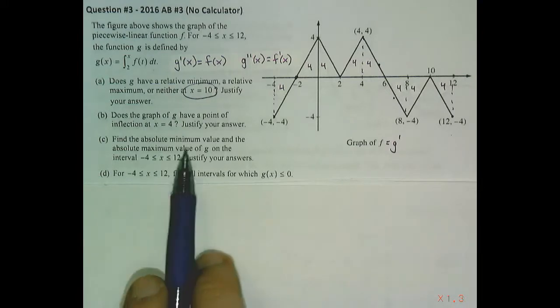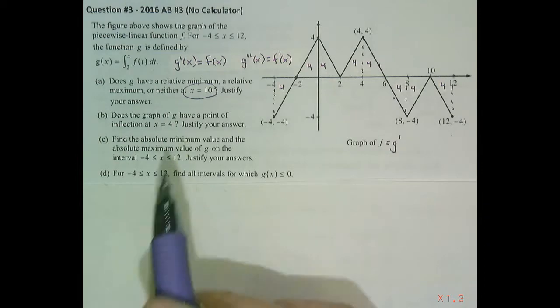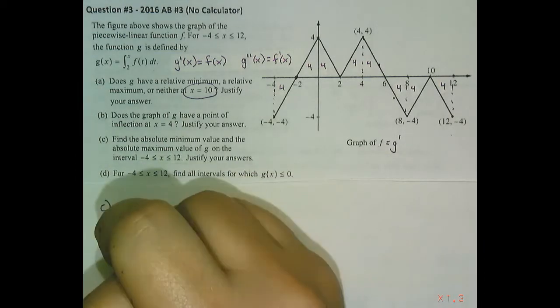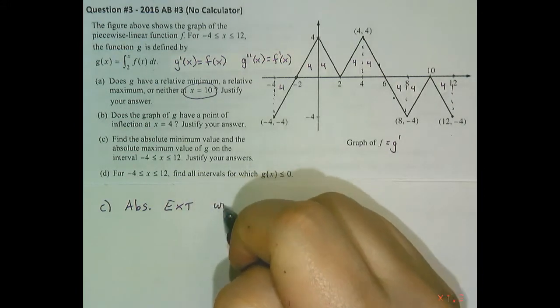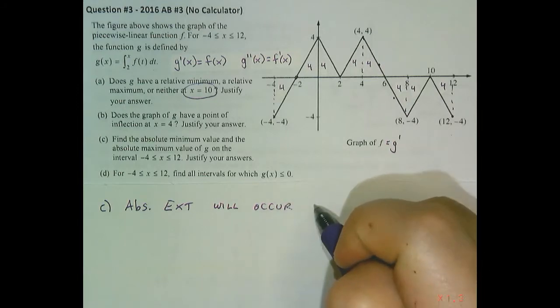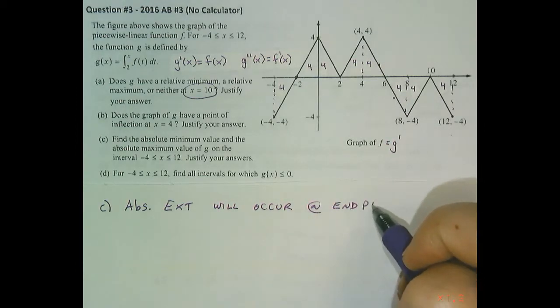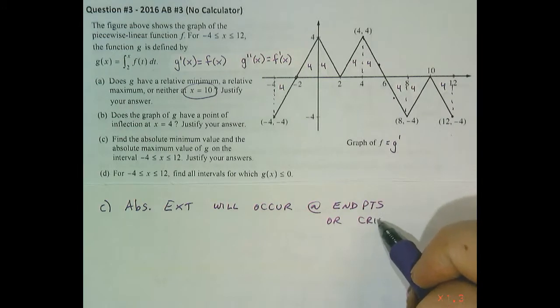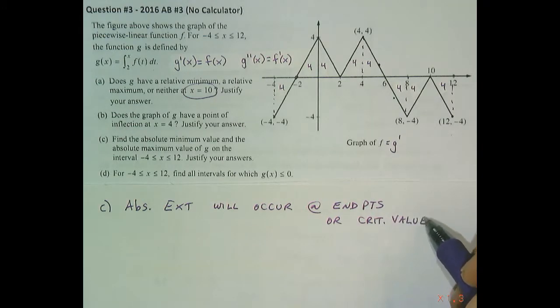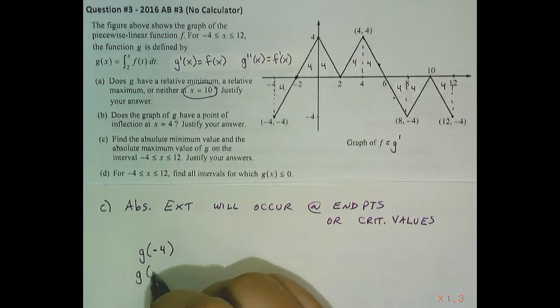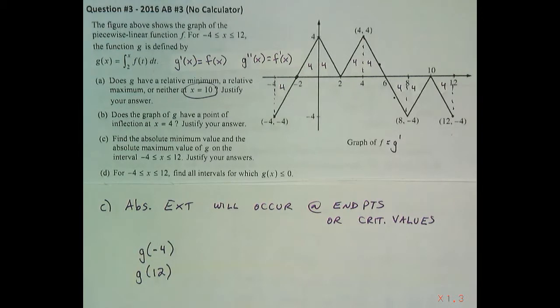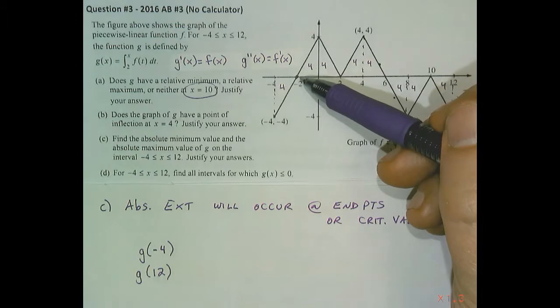Find the absolute minimum value and the absolute maximum value for G. So this is a question about absolute extrema, and absolute extrema will always occur at the endpoints or critical values. So we're going to be looking for our endpoints and our critical values. So the question that exists is, what is g of our endpoint, g of our other endpoint, and then do we have any critical values? And in this case, we have several critical values.